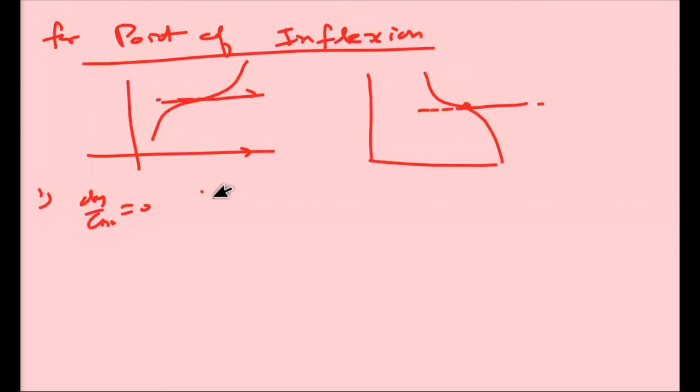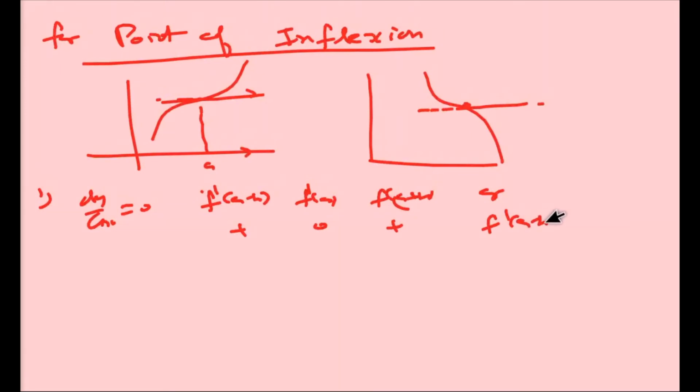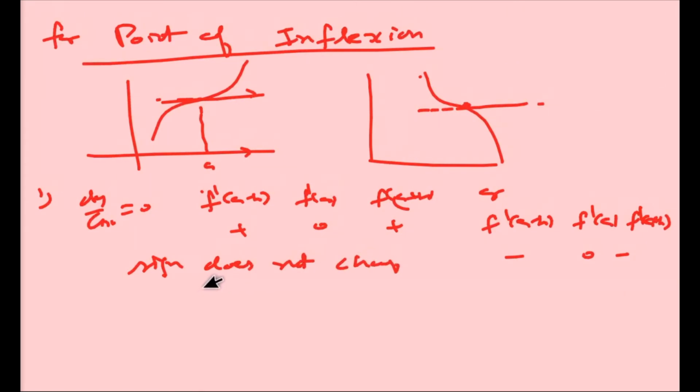It is f(a) minus h and f'(a) minus h, and f'(a) plus h. You can see that here is a. So it is positive, 0, positive, or it may be f'(a) minus h, f'(a) plus h. It is negative, 0, negative, right? For this negative, negative, okay, so the sign does not change. The sign does not change. Now how can we find this?